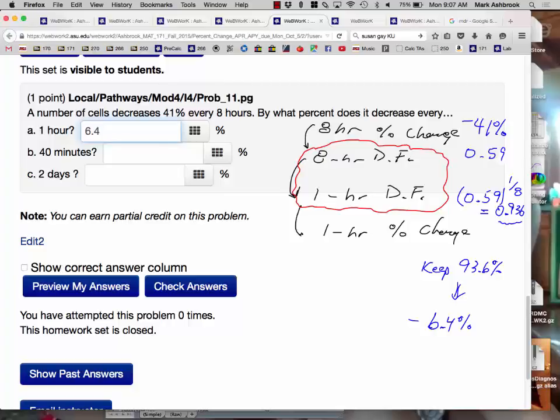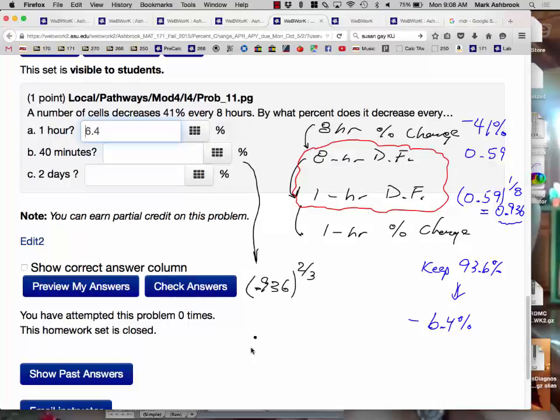Okay. Every 40 minutes, we could go back to the 1-hour decay factor. And what would we need to do to the 1-hour decay factor to get the 40-minute decay factor? So for number 2? 2/3, right? So 40 minutes is 2/3 of an hour. So you take that 0.936 decay factor per hour to the 2/3 power, which would give you the 40-minute decay factor.